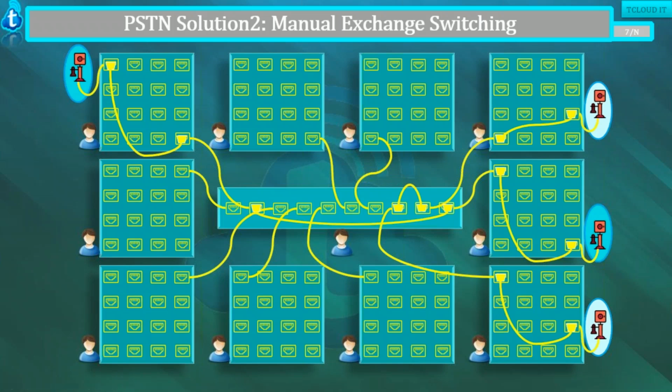So when you have a centralized exchange in the middle, you can actually start making the loops between any end device and any other end device with the help of these centralized exchanges.